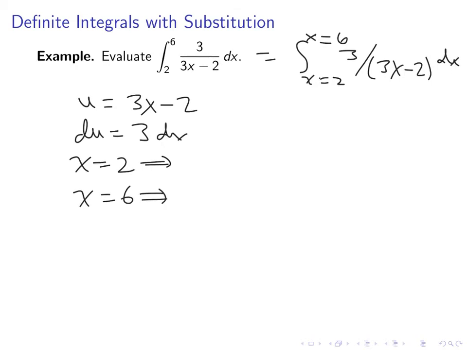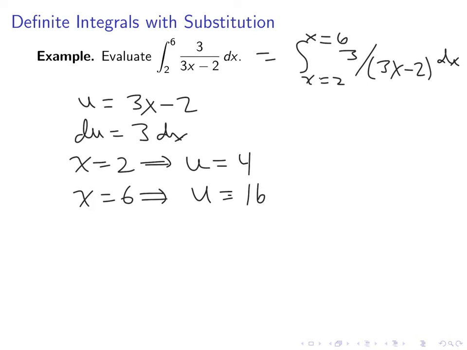So if we use the substitution u equals 3x minus 2, then we know that that means du is 3 dx. That's part of the substitution that we're going to be doing. But we also know that when x equals 2, u will be 3 times 2 minus 2. So when you use x equals 2 in this expression, it tells you that u is 4. And when you use x equals 6 in this expression, 3 times 6 is 18, minus 2 is 16.